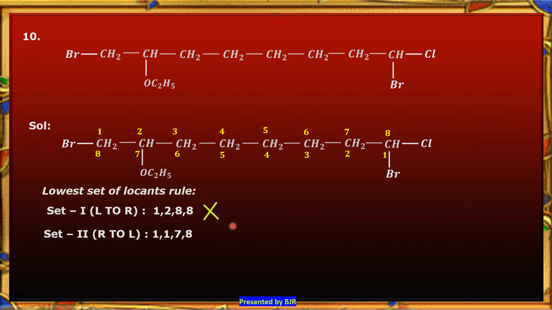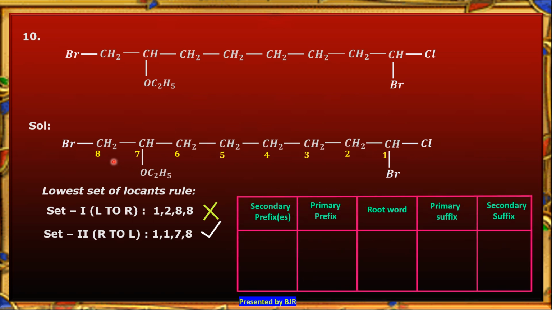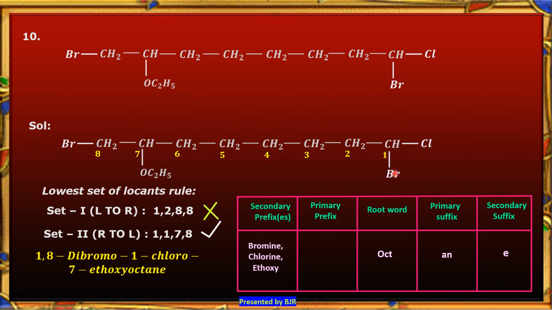So this is the wrong numbering. Left to right is the wrong numbering. From right to left is the correct numbering. Okay, and here 8 carbon atoms are there in this chain. So the root word is oct, primary suffix an, secondary suffix e, and these are the secondary prefixes. Now we have to write the name as per the alphabetical order. Okay, so 1,8-dibromo, because bromine comes first, and 1-chloro-7-ethoxyoctane.